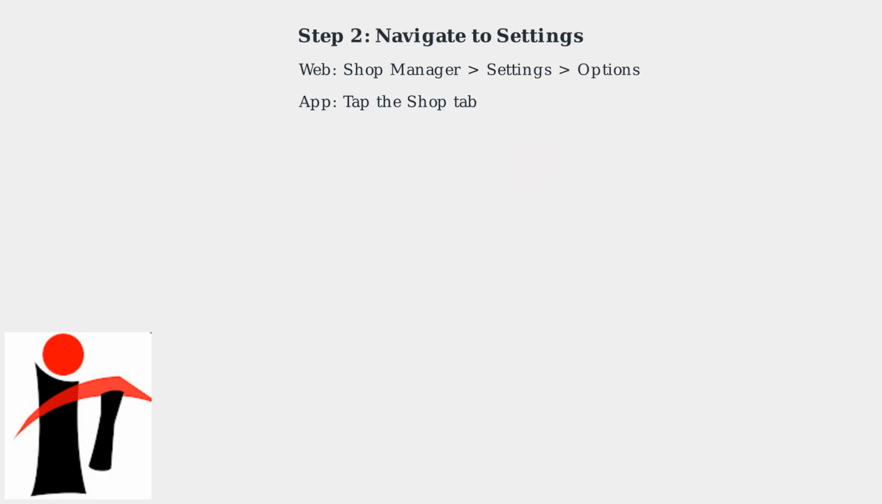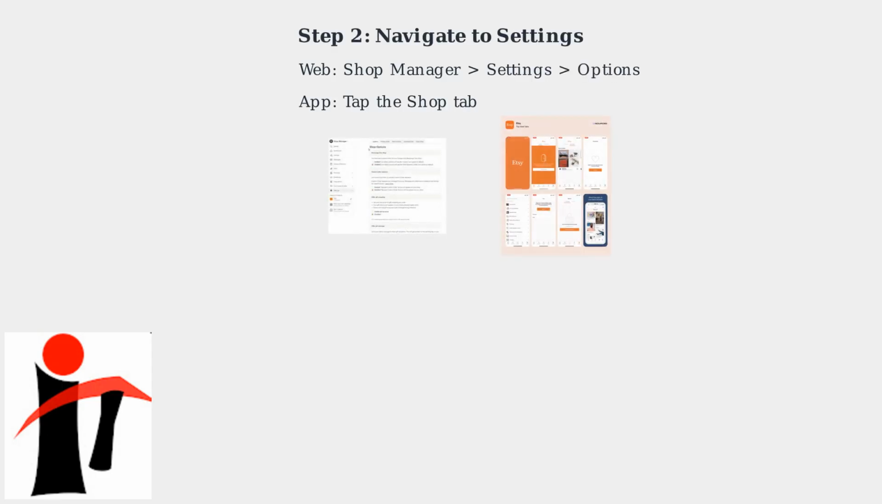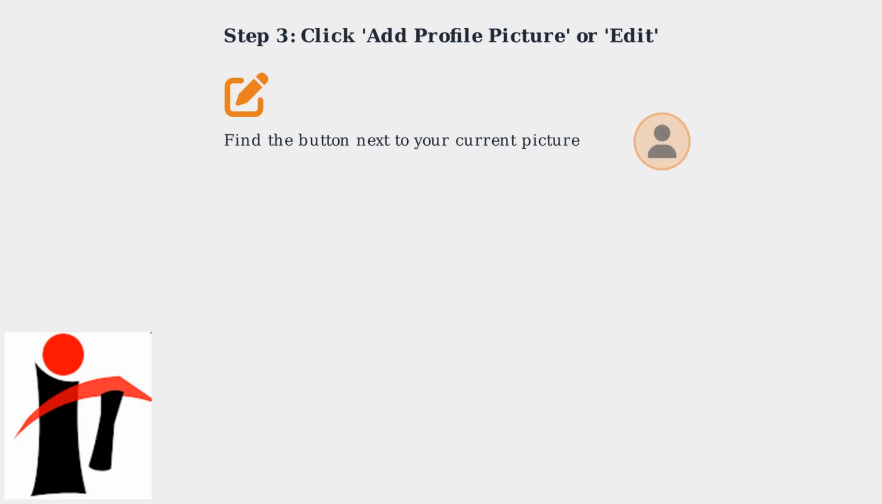If you're on a computer, go to Shop Manager, then Settings, and finally Options. If you're using the Etsy app, tap the Shop tab. Next, click Add Profile Picture or Edit next to your current picture.